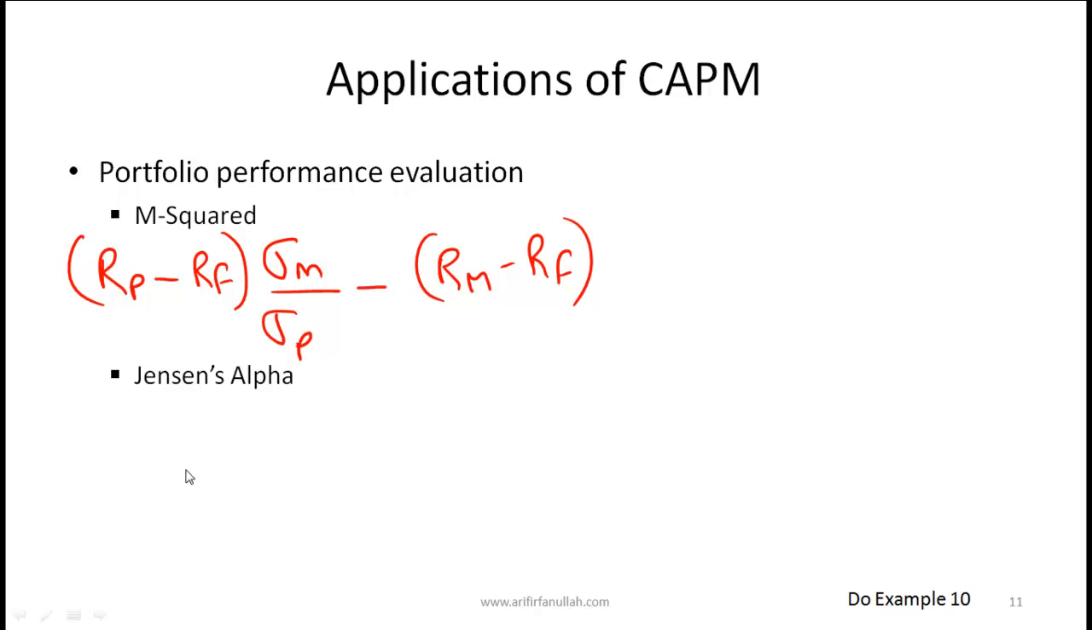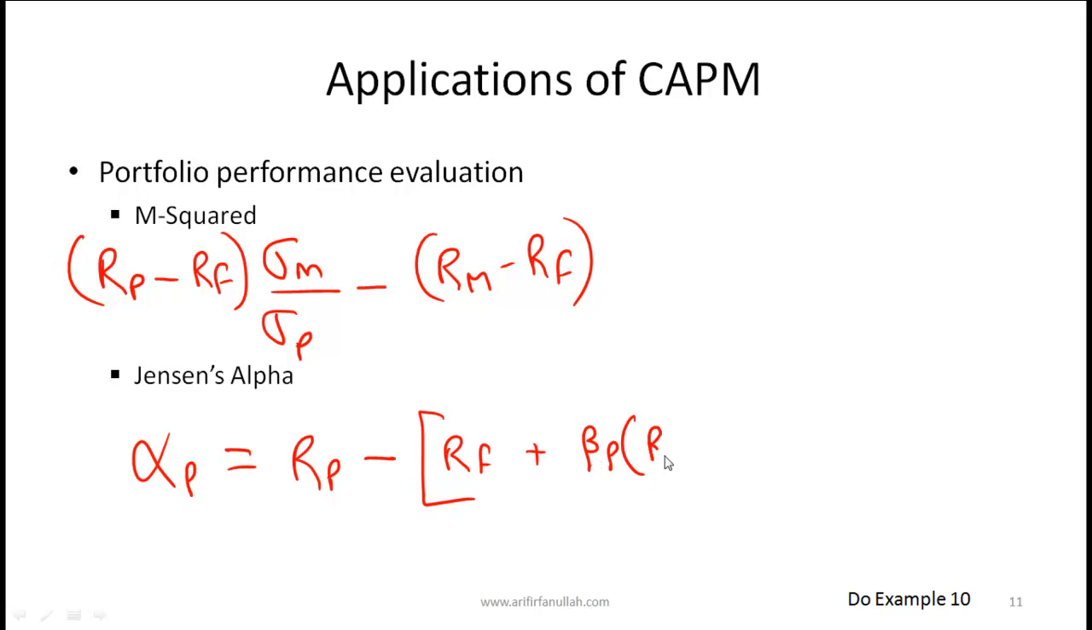Now with Jensen's alpha, the formula is as follows. Alpha for a portfolio is equal to the return on the portfolio minus, and after this essentially comes the CAPM formula, which is the risk-free rate plus beta of the portfolio times RM minus the risk-free rate. So this is effectively your CAPM formula.